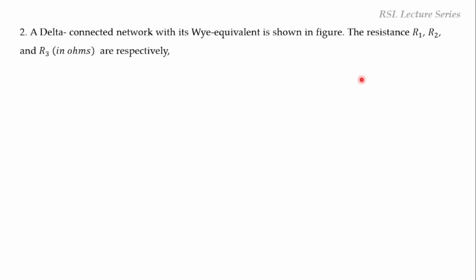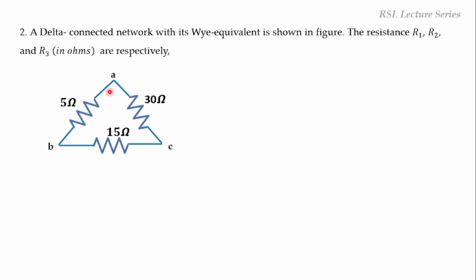Now the second one. A delta connected network with its Y equivalent is shown in the figure. The resistances R1, R2 and R3 in ohms are respectively. So the delta connected network is given, and we have to find the star equivalent. Y equivalent means star equivalent. So the equivalent star is given. Here in place of RA, RB and RC, we are given R1, R2 and R3. That is the only difference. Here this is RAB, this is RBC and RCA.